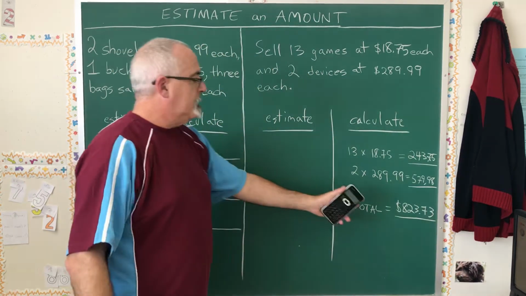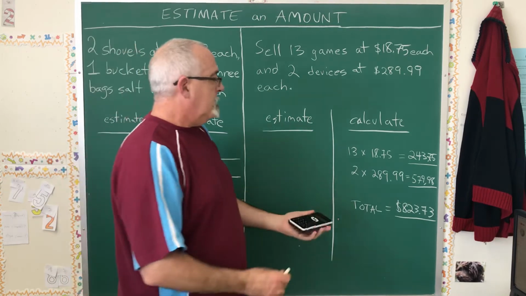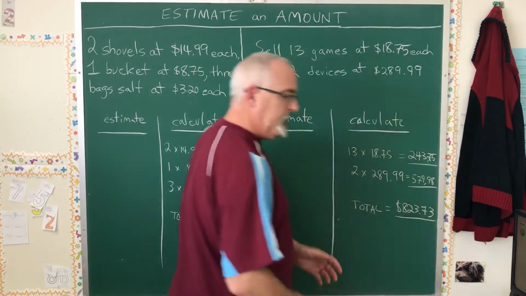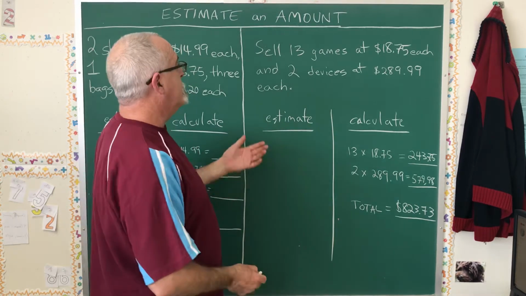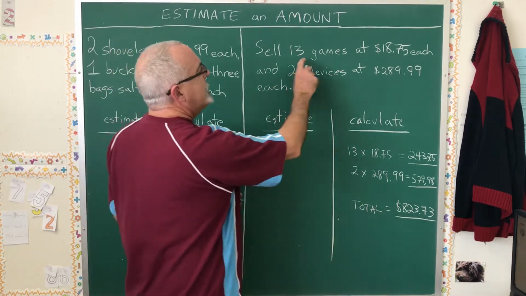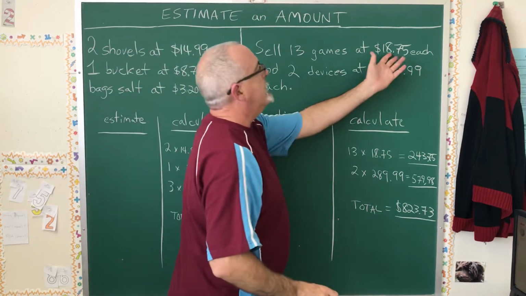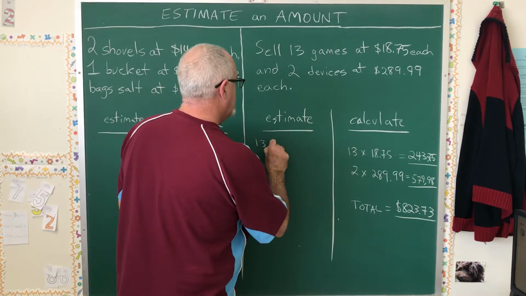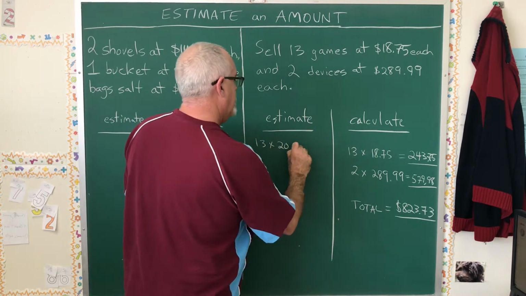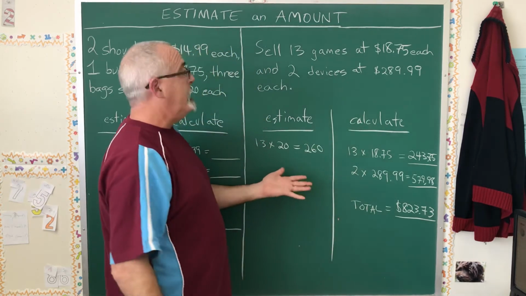We have the exact amount, but this is not an estimate. Now that takes a bit of time and you have to be careful, and I used a calculator. Estimating is actually easier. We can say, instead of counting these as $18.75, we make up a round number that's pretty close to $18.75, and I'm going to use $20. So 13 times $20 is $260. I can even do it in my head.